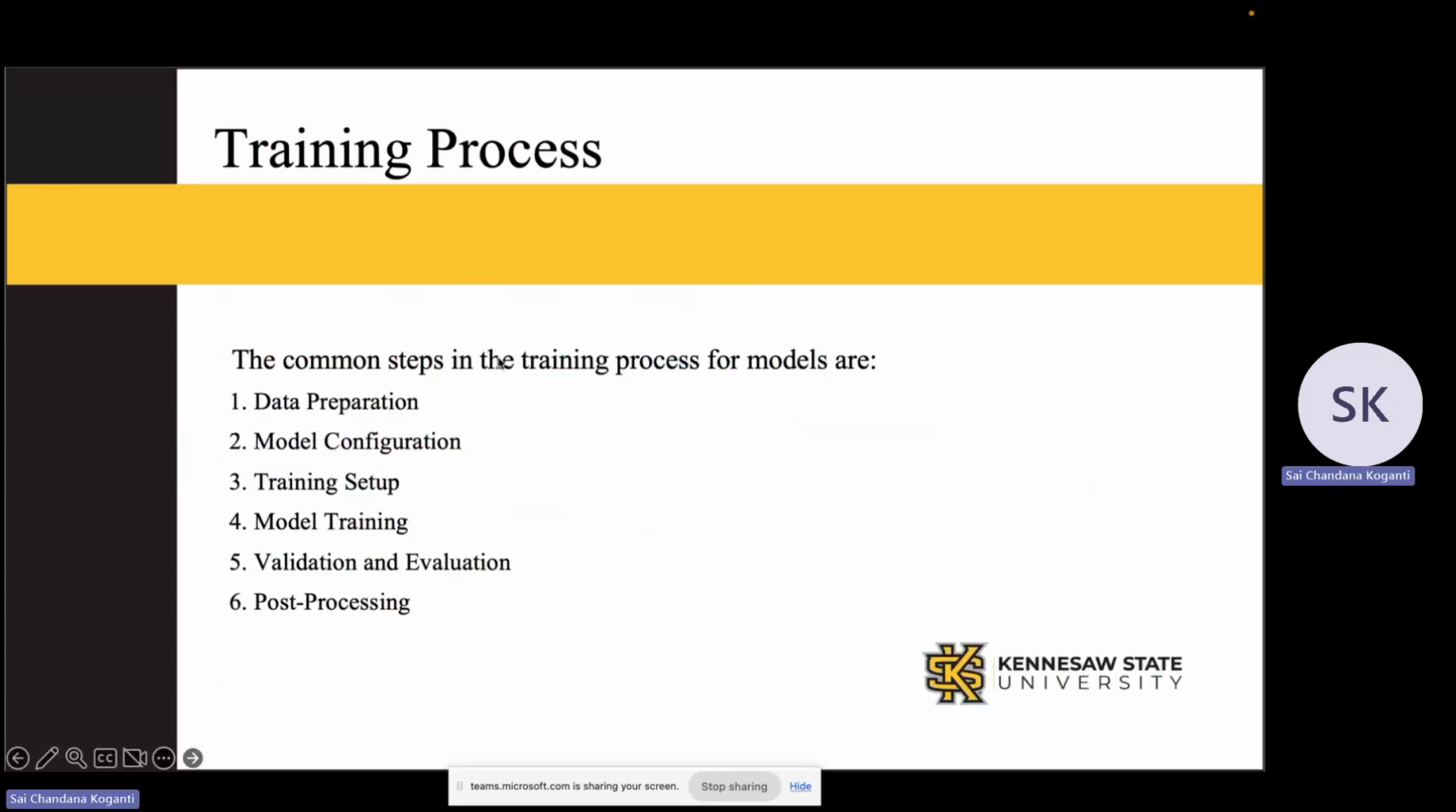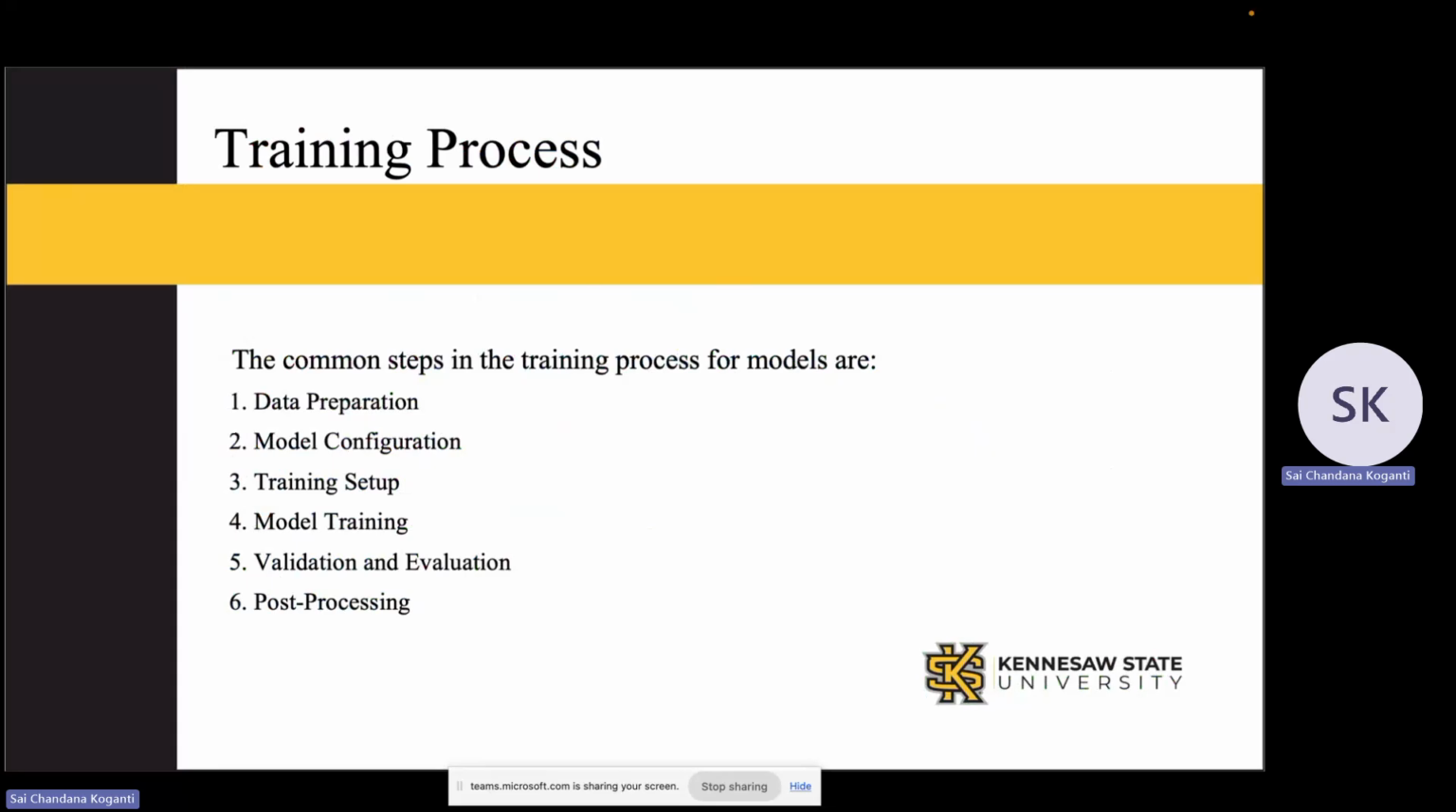Yeah, this is the training process. These are the steps which are common for every procedure: data preparation, model configuration, training setup, model training, validation and evaluation, and at last post processing.